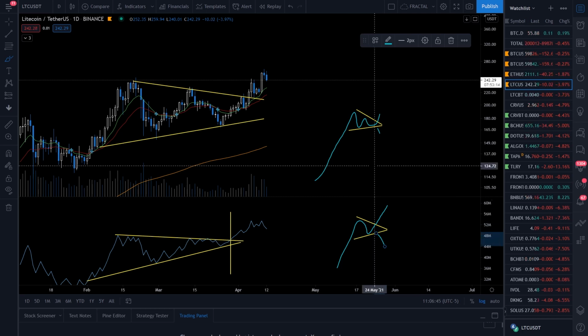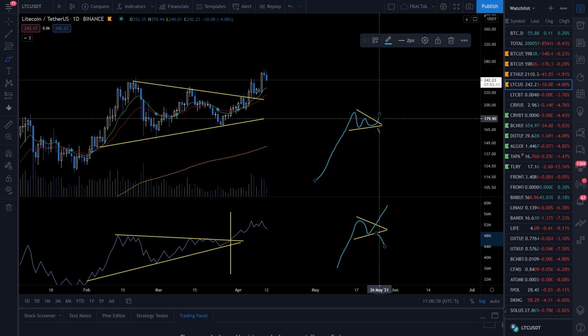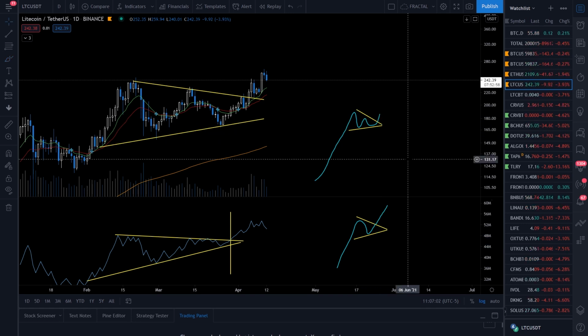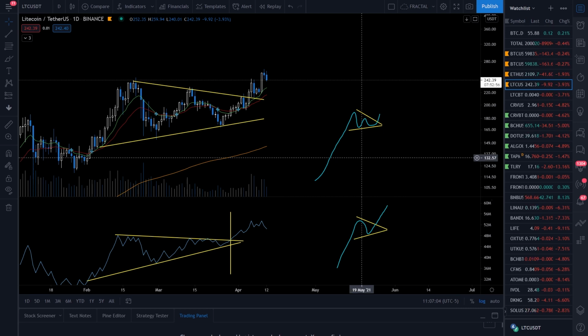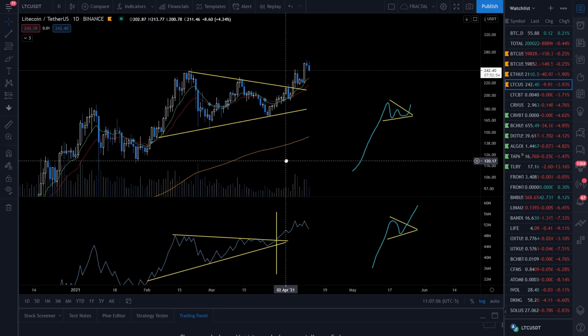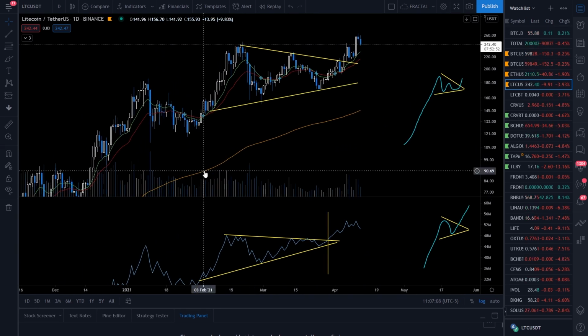If OBV breaks out here, right, but price hasn't broken out yet, then you're going to expect price to break out shortly after. As we saw with Litecoin, you're going to be able to use that same strategy on all different charts, all different time frames. So it's really nice to have this in your back pocket.